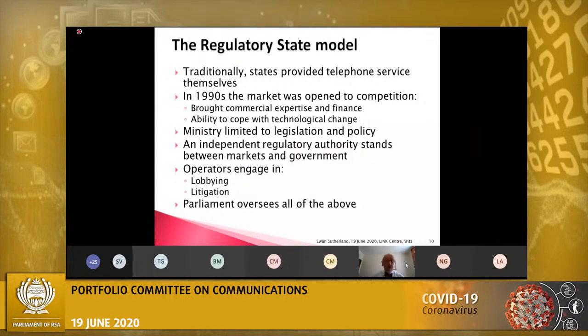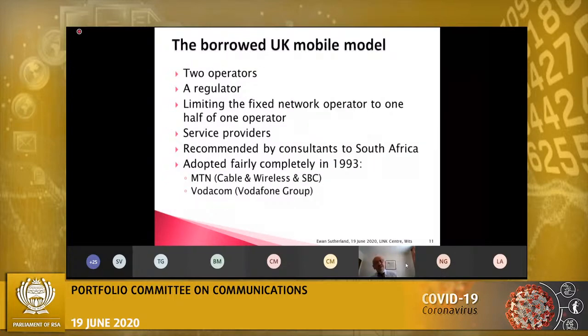South Africa borrowed a model from the United Kingdom, courtesy of some consultants in those days called Coopers and Lybrand. It had two operators, it had a regulator, and it limited the fixed operator to one provider. And it introduced a number of service providers. So customers typically did not engage directly with MTN and Vodacom. They engaged with service providers who bought the service from the two operators. And that model was taken pretty completely from the UK in '93 with the two then international operators.